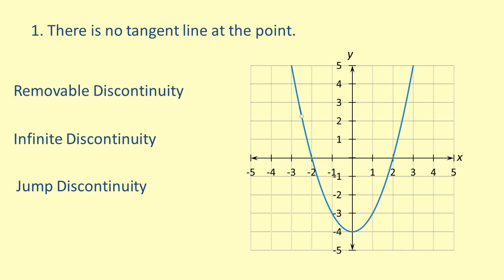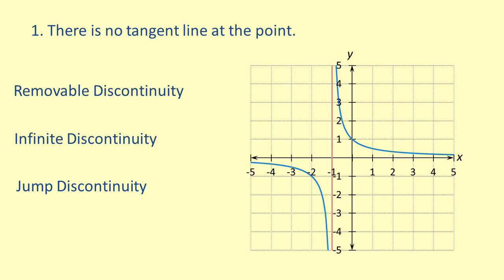Here are the three types of discontinuities that a function could have. If there is a hole in the function, such as this open circle at the point negative 2.5, 2.25, then a function is said to have a removable discontinuity at x equals negative 2.5. If the function has a vertical asymptote, it is said to have an infinite discontinuity. For example, this function has a vertical asymptote at x equals negative 1.